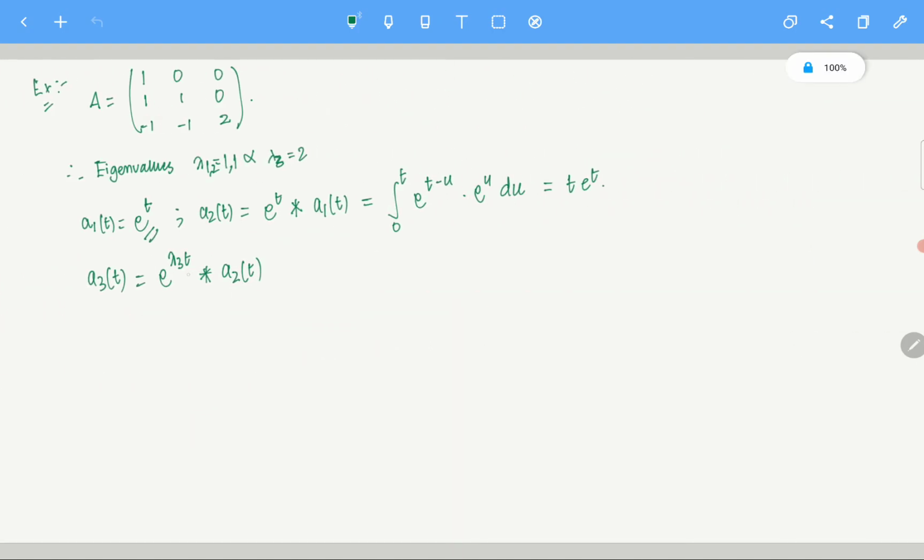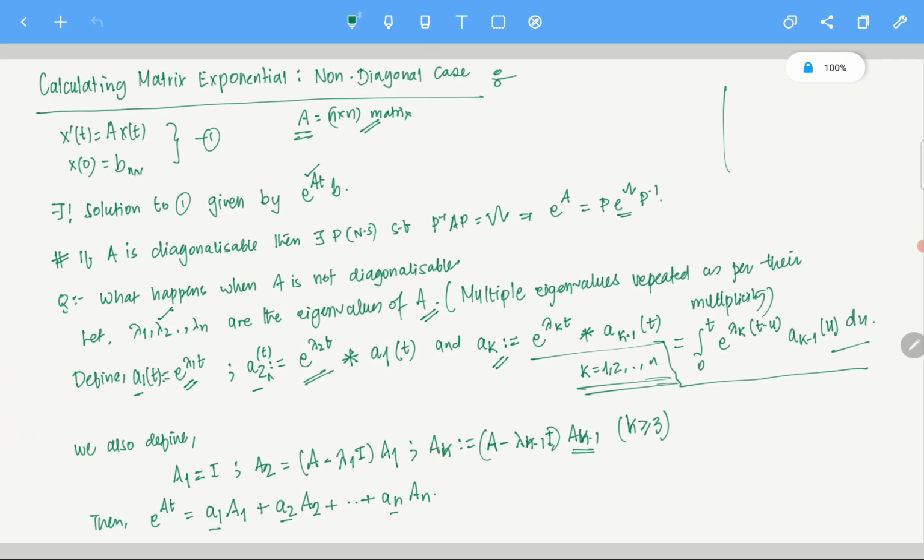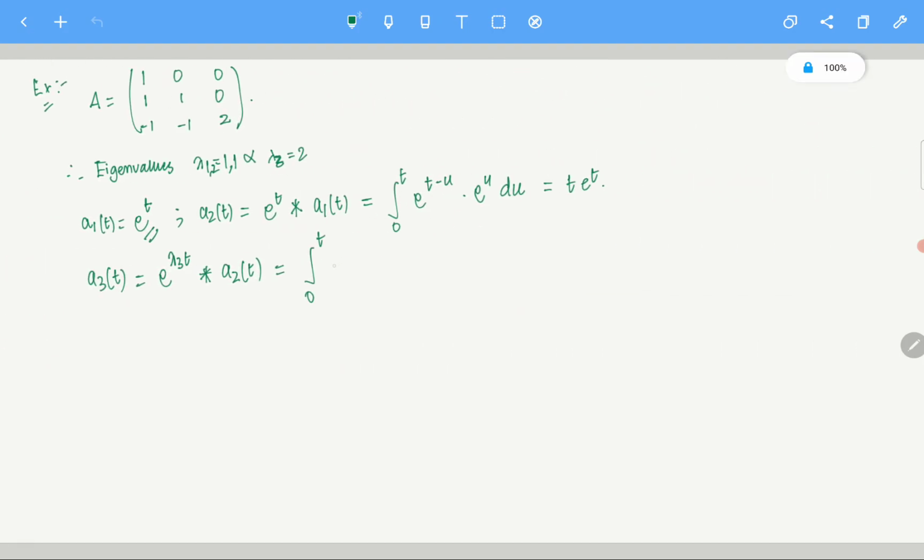That is what I wrote. Okay, so let us calculate this convolution. So what is lambda 3 of t? See, this is 0 to t. If you look at the definition, this is lambda 3 (t minus u), right? See, e power lambda k. So here it will be lambda 3 (t minus u), e power lambda 3. So lambda 3 is 2. So let me write down 2(t minus u).